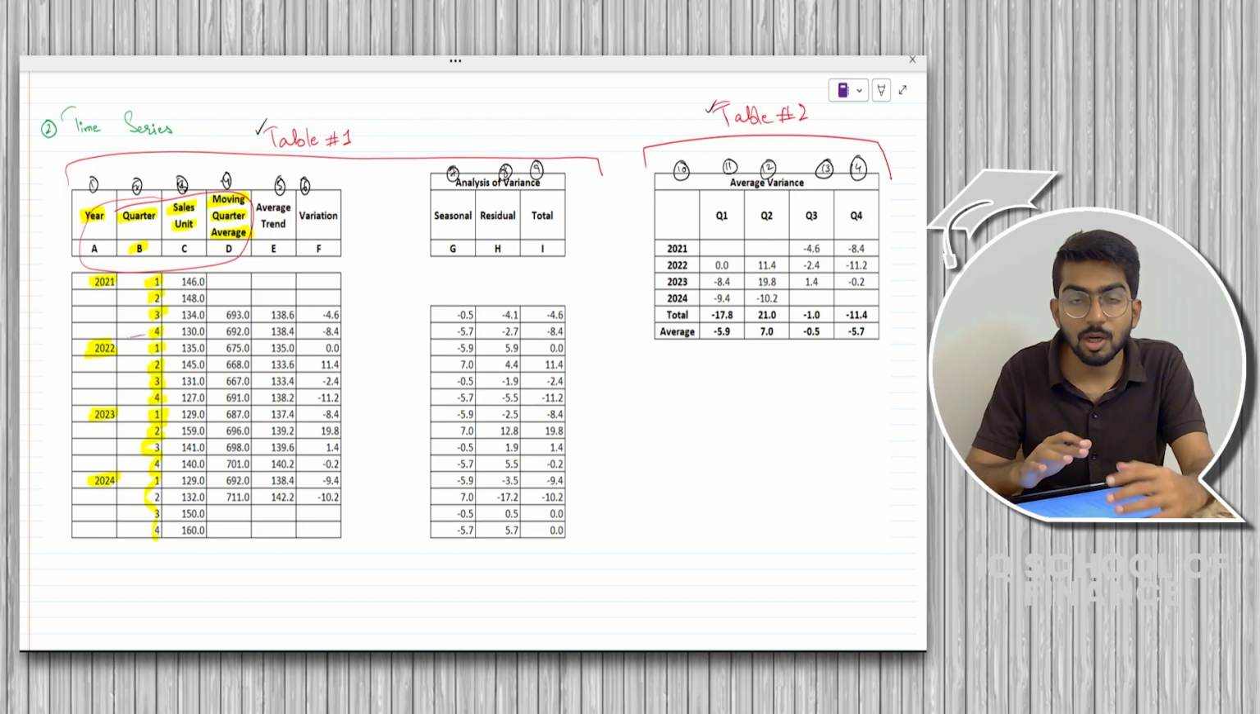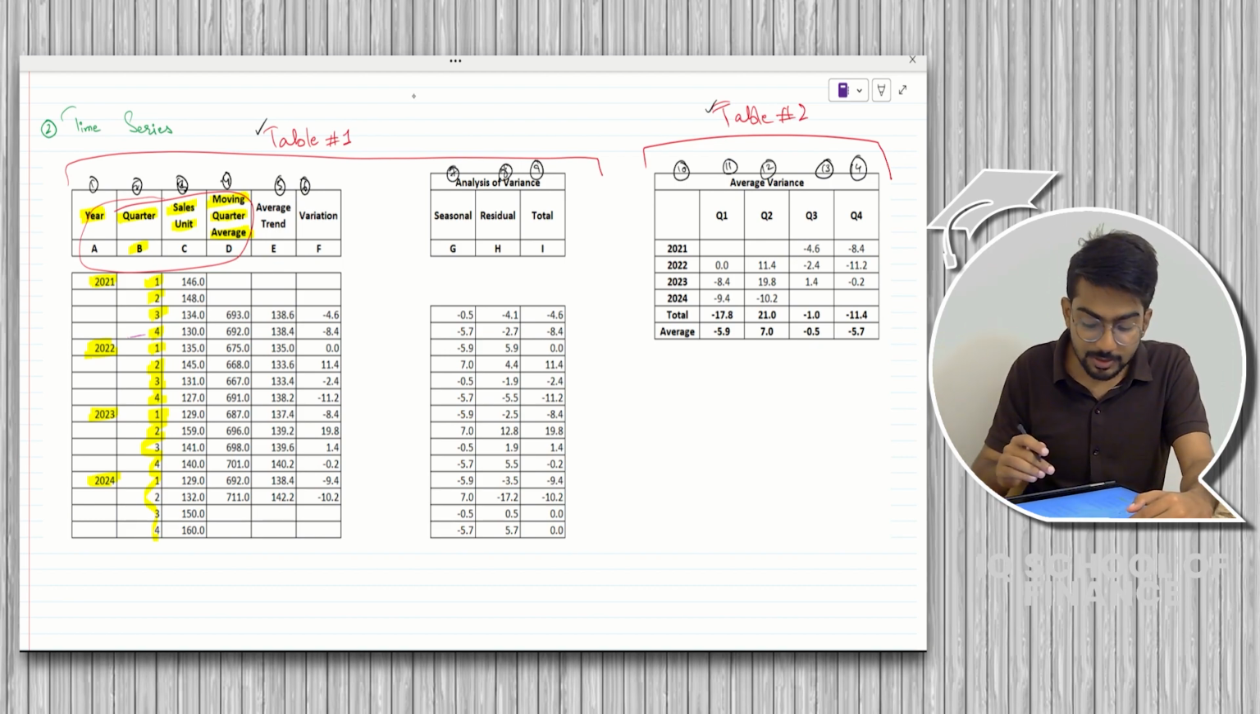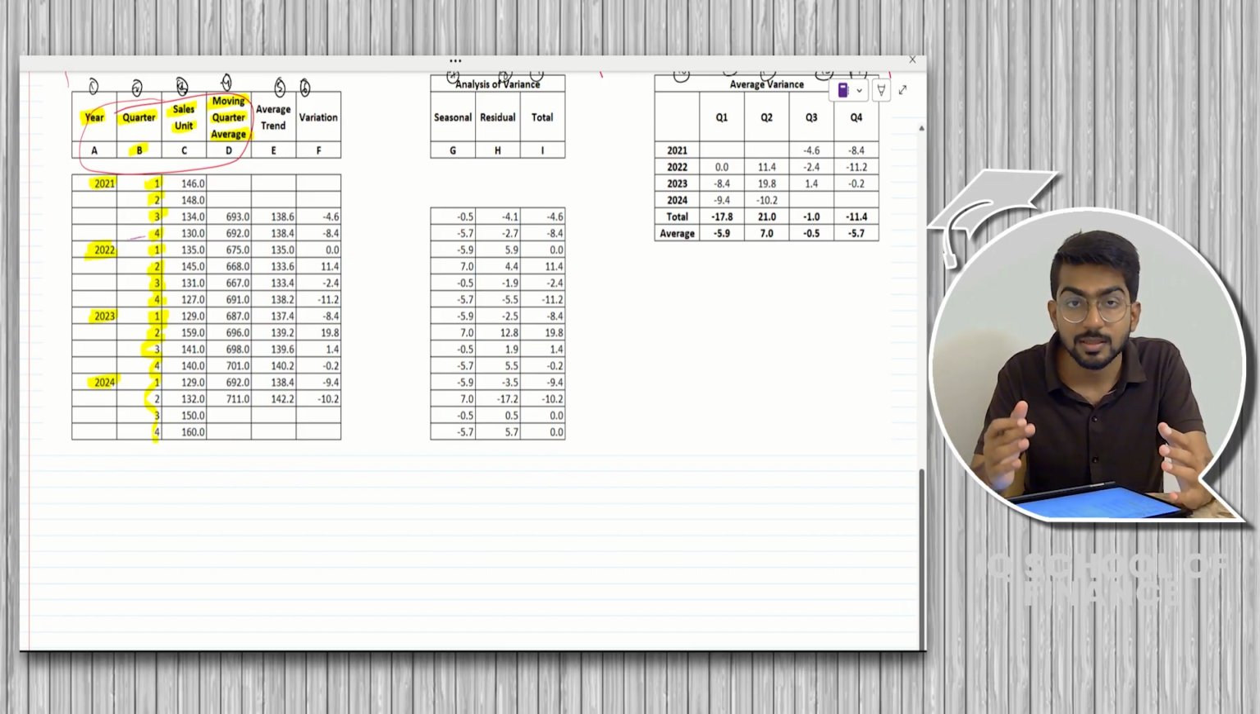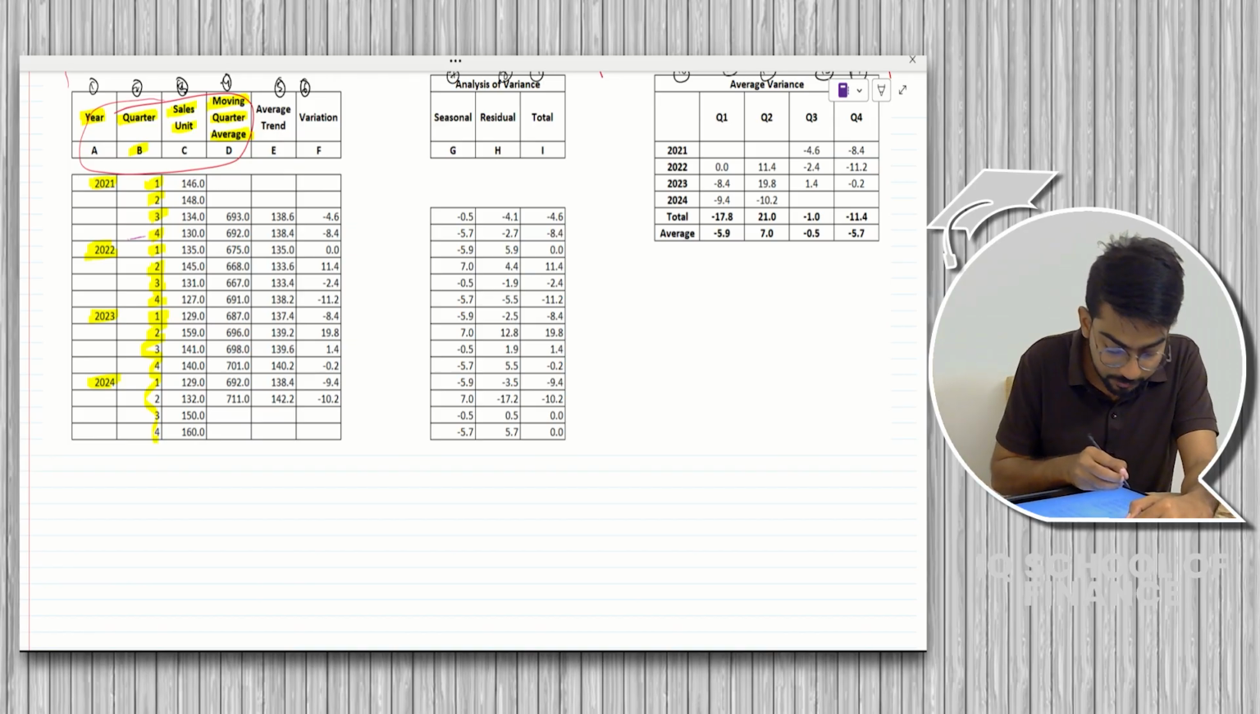Columns, all the data is given to us to explain the average of the quarters, the moving average of the quarter. So now let us draft how we are going to write this in the exam. Let's check it.